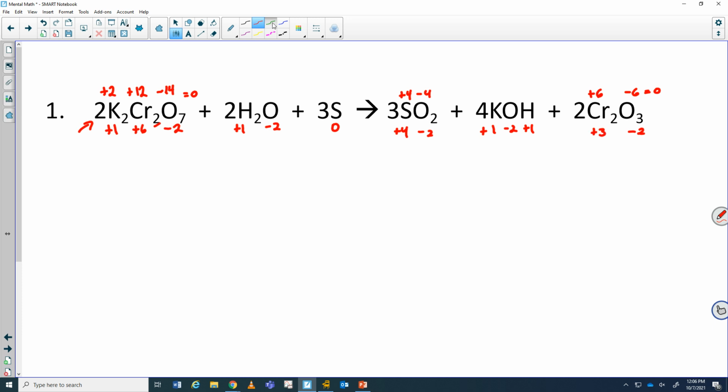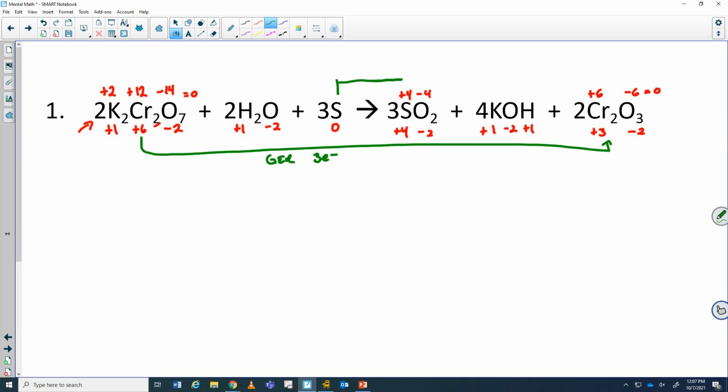Okay, so now if we're trying to figure out what substances are oxidized and reduced, I'm going to look at my chromiums first. They are going from +6 to +3, so that is gaining electrons, GER, and that is gaining 3 electrons per chromium. We'll get to that in a second. Now the other one is my sulfur, goes from 0 to +4. That's losing, so my LEO, or loss of electrons, is oxidation, and that's losing 4 electrons.